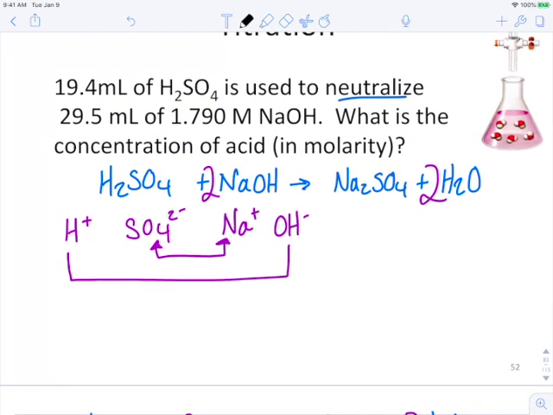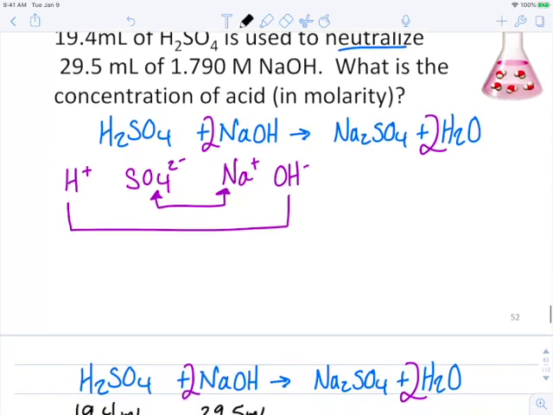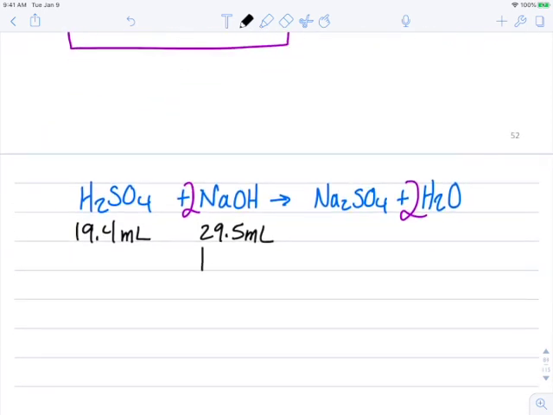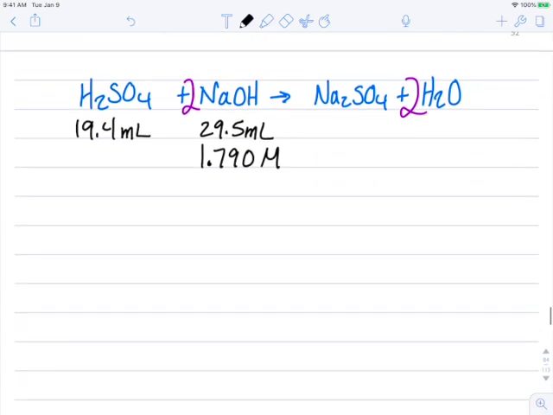And then we have 1.790 molar for the NaOH. All right, so this problem is shockingly like something we called solution stoichiometry before. And we talked about which number we were going to start with. And what I told you is that I recommend that you start with the chemical you know more about.